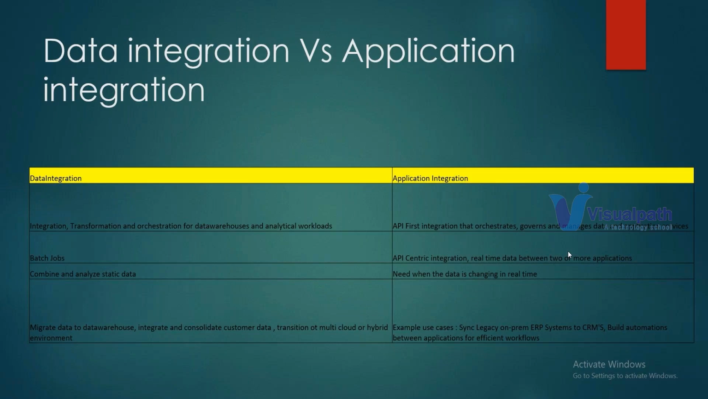So this is more where the data is changing in real time, but you have static data that is more of a batch job. Okay. So for example, you want to sync a legacy on-prem ERP to CRMs, or you want to build automations between different applications, you use application integration.